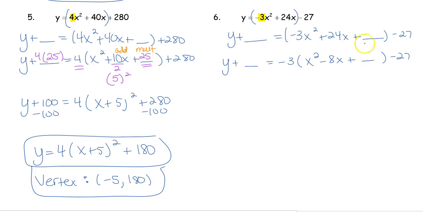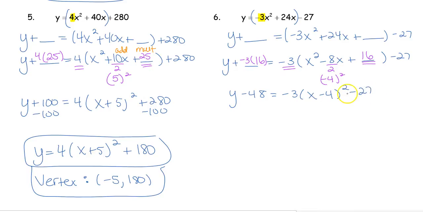When you are completing the square, the only way to do this step is if that is a 1x squared. So we have to pull out whatever coefficient that is, which in this case is a -3. Then we go on, take half of the middle, which is a -4, quantity squared, which is 16. Remember, I'm not just adding 16, I'm adding -3 16s. So that gives us y minus 48 is equal to a -3, half that middle term. My binomial squared is x minus 4, quantity squared, minus 27.